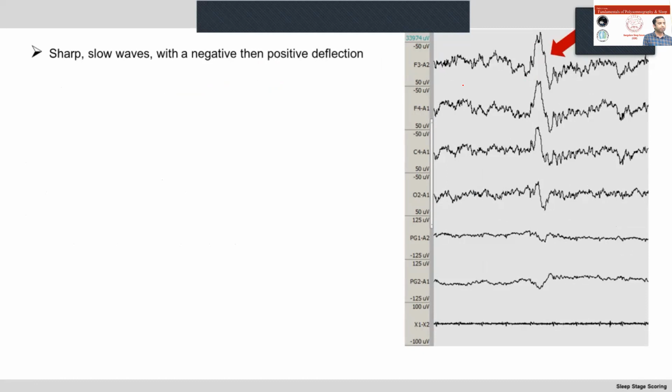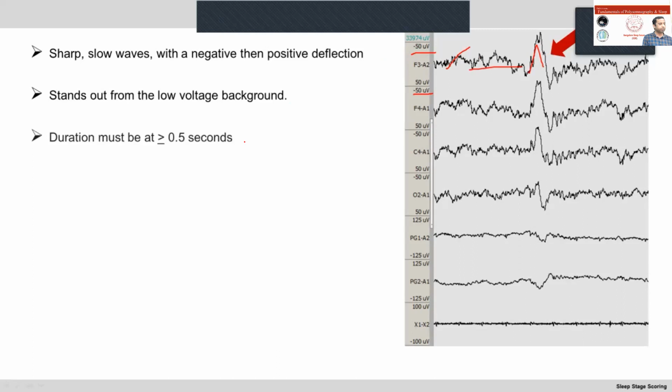A sharp slow wave is also known as a K complex. First, the negative deflection. You see, here is 50, minus 50. So this is towards negative. The first deflection is negative, then positive. It stands out from the low EMG background. Duration must be at least 0.5 seconds, or more.